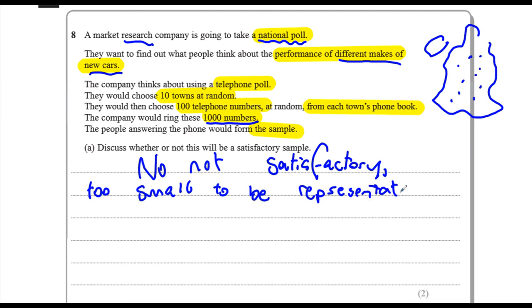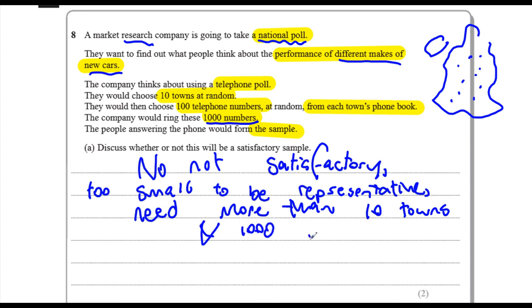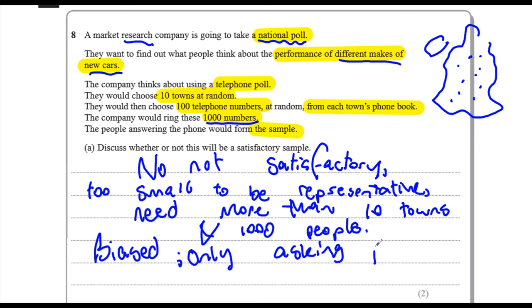We've only picked 10 towns. What about the people who don't live in those towns? We're not hearing anything from them. Thousand people. And also, these days not everybody has landline telephone numbers. So there's a bias there, okay? Because what about the people who just use mobile phones or don't have any phones? Only asking people with house phones. For 2 marks, you'd need 2 of those points.